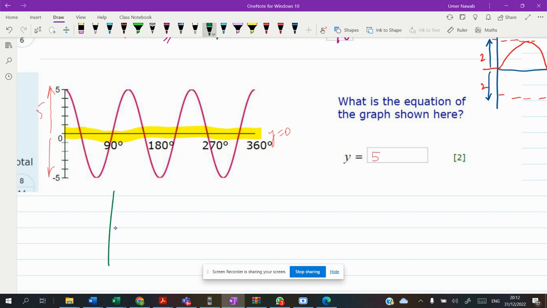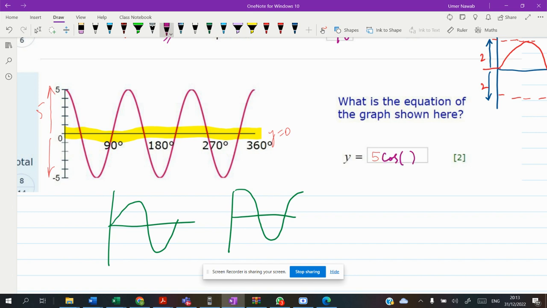Now, the next question is, is it a sine graph or a cosine graph? Look, guys, I want to tell you. A sine graph always starts from the central line. A cosine graph does not start from the central line. So it is for sure a cosine graph. I don't know what the frequency is. For finding the frequency, you need to know the period.